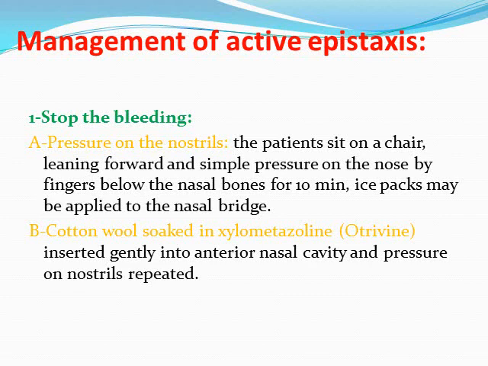Now we come to the management of active epistaxis. For the management of active epistaxis, the most important point is first to stop the bleeding. We have many measures to stop the bleeding. First, pressure on the nostrils. The patient sits on a chair leaning forward, and simple pressure on the nose by fingers below the nasal bones for 10 minutes, with ice packs that may be applied to the nasal bridge to induce vasoconstriction and decrease bleeding.